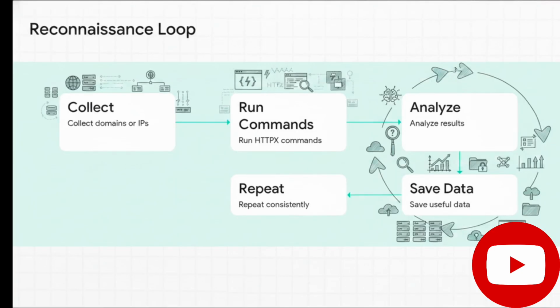Section 3. Real-world bug bounty recon, executing your combo moves. Look, the fundamental hacking loop isn't movie magic. It is a highly disciplined, 5-step process. First up, you collect your domains or IPs. Second, you fire off those HTTPX commands we literally just talked about, maybe probing for an admin panel or running some tech detection. Third, you analyze the results, keeping your eyes peeled for unusual behavior, weird content links or exposed headers. Fourth, save the useful data. And fifth, you repeat it consistently. This exact same loop is used across the industry for everything from port discovery to TLS fingerprinting and WebSocket detection.